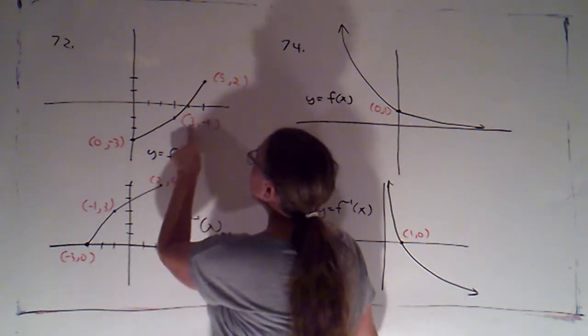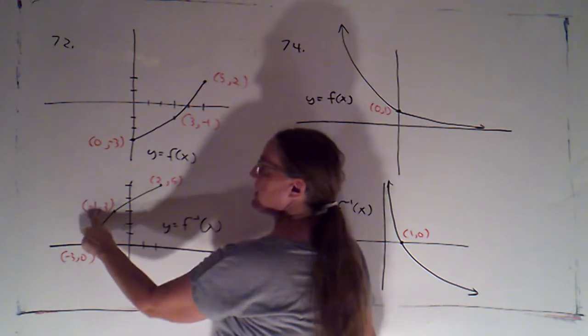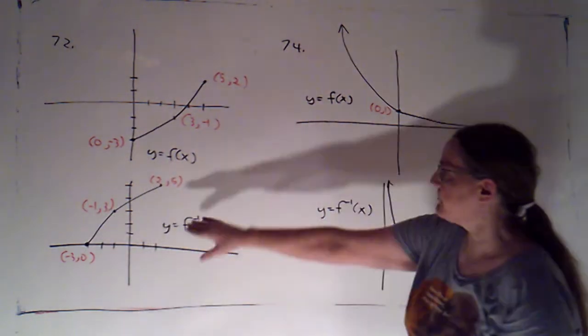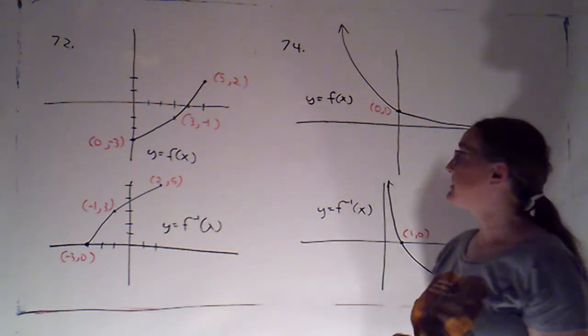(-3, 0), (3, -1) is going to become (-1, 3), and (5, 2) becomes (2, 5). And then I've just got straight line segments connecting those.